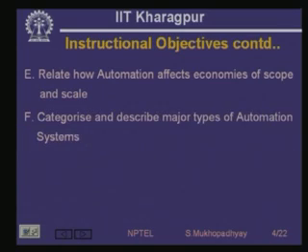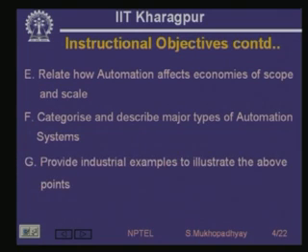He will be able to categorize different types of industries and describe the major types of automation which are suitable for each kind, and finally he should be able to provide industrial examples to illustrate these above points. So, this is what a student is expected to do after going through this lesson.